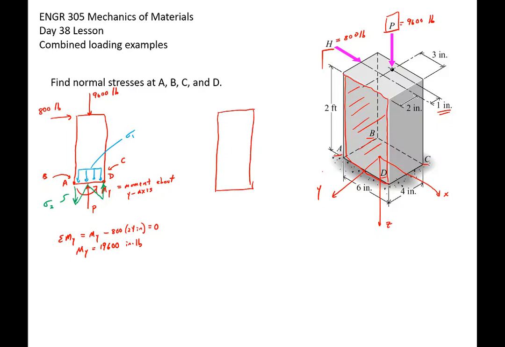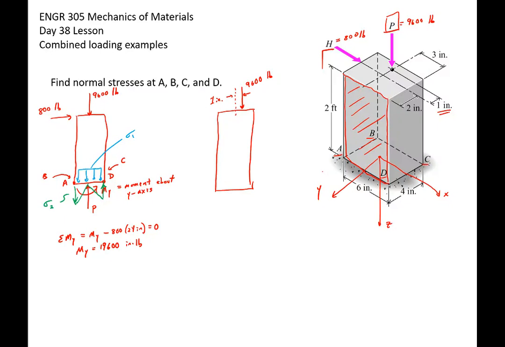And in this case, I've got the load P, that 9,600 pounds here, and it's offset by 1 inch, like that. And that's going to give me a reaction down here at the bottom of P, but it's also going to give me a moment down here because of that offset. That moment is Mx, all right? That's going to be about the x-axis.